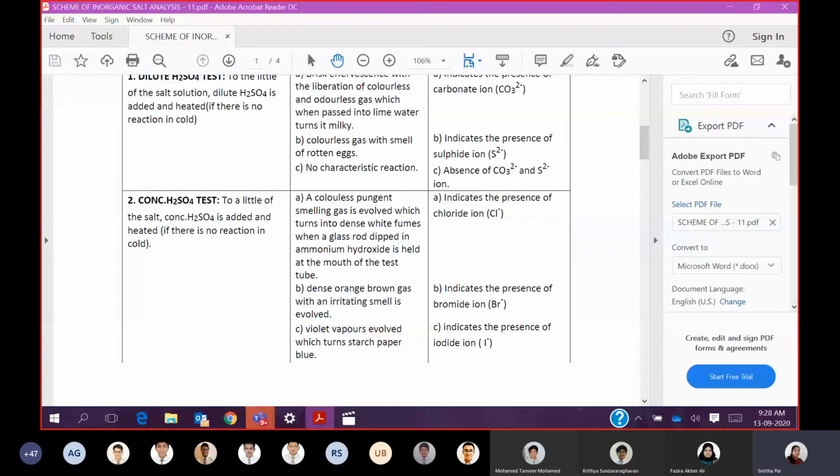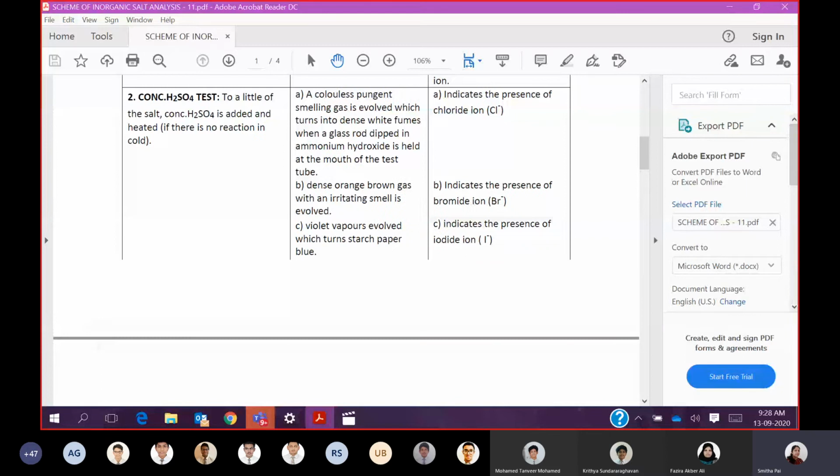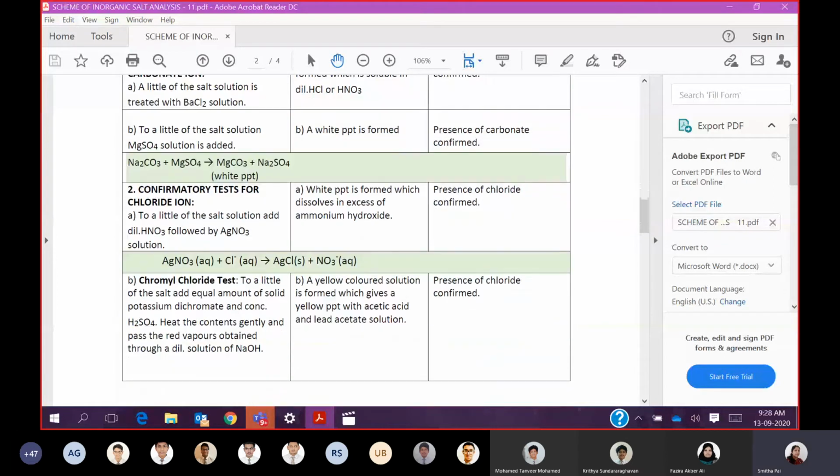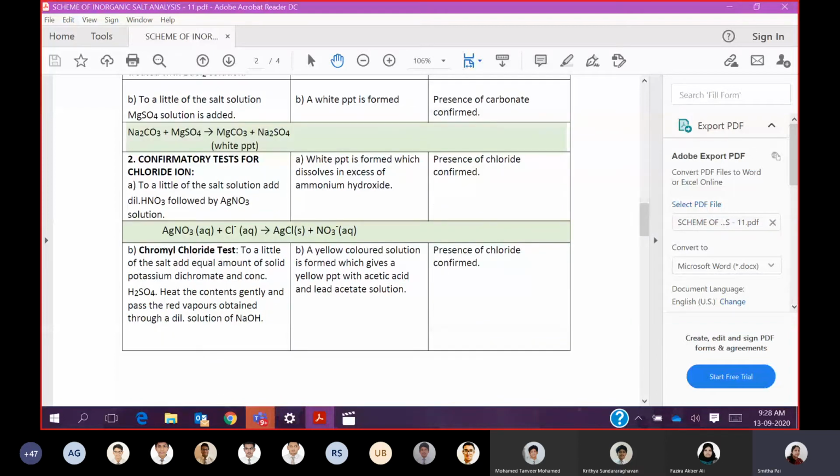Yes, you can see a colorless gas is being evolved, and the colorless gas becomes more dense when you bring a glass rod dipped in ammonium hydroxide near the mouth of the test tube. So that indicates the presence of chloride. So once the student gets chloride, he will be skipping the test for sulfate and the test for phosphate, and he will be directly doing the confirmatory test for chloride. Now under confirmatory test for chloride, you have two tests. First is the silver nitrate test and the second one is the chromyl chloride test.